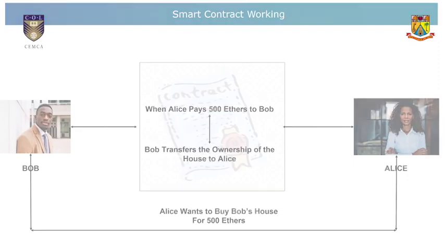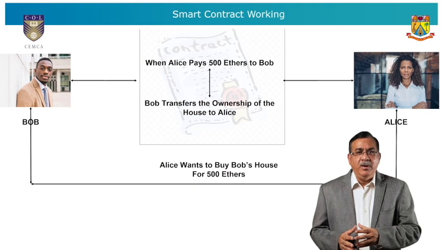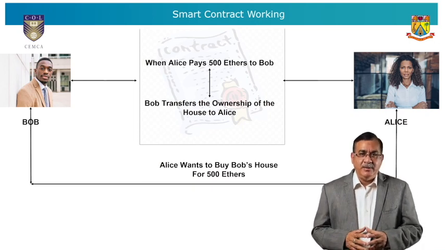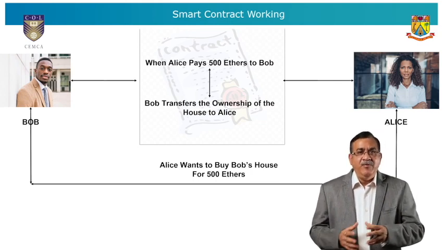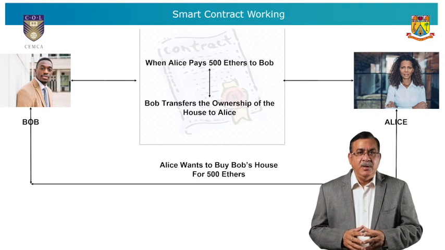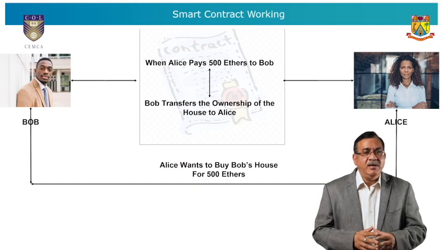So how does a smart contract work? Let us understand this with the help of an example. In our example, let us say that Alice wants to buy Bob's house. This agreement is formed on the Ethereum blockchain using a smart contract. This smart contract contains an agreement between Alice and Bob. In its most simple form, the agreement will look like this. When Bob pays Alice, say 500 ethers, then Bob will receive ownership of the house. Please note that we have used the currency as ether because the contract is on Ethereum.